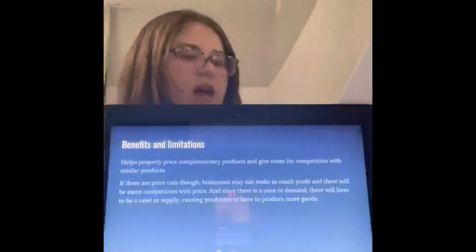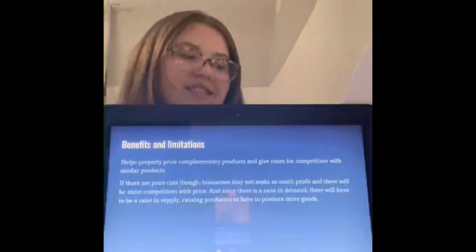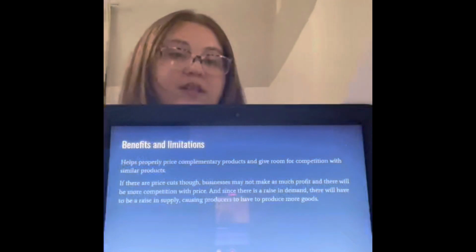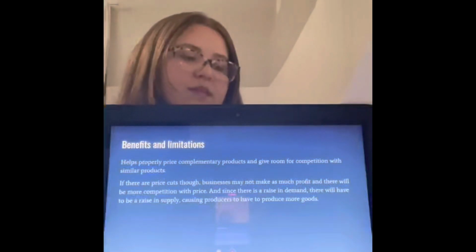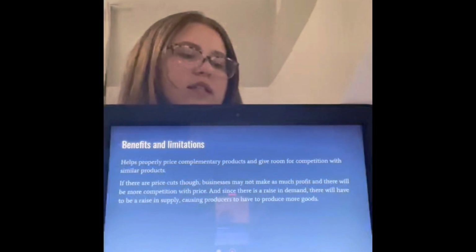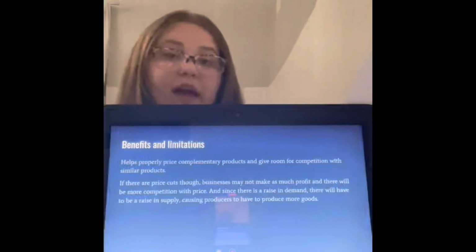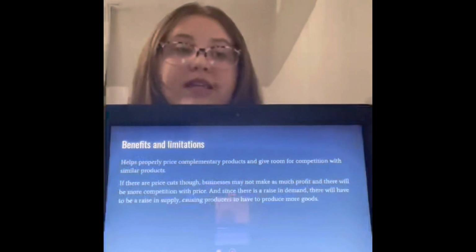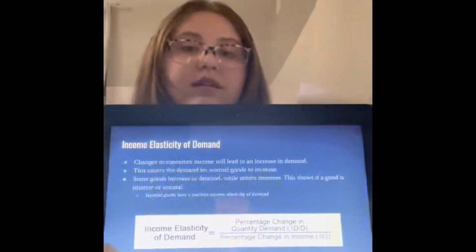Benefits and limitations. They help properly price complementary goods and give room for competition with similar products. If there are price cuts, businesses may not be able to make as much profit, and there will be more competition with the price. And since there is a raise in demand, there will have to be a raise in supply, causing producers to have to produce goods at a greater and quicker pace.